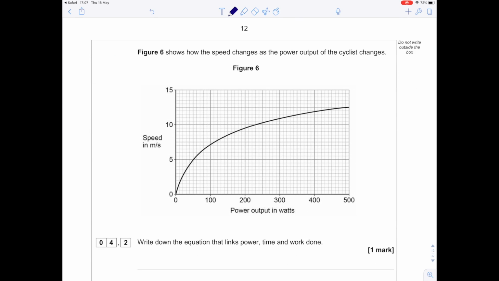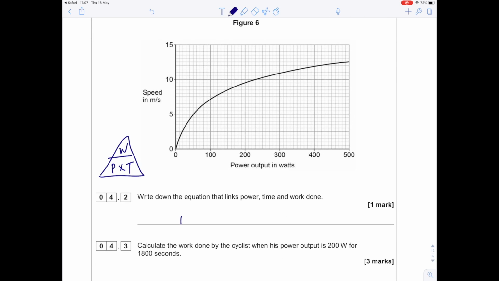Figure 6 shows how the speed changes as the power output of the cyclist changes. Write down the equation that links power, time and work done. So in this space here, I'm going to write this formula triangle. I've always used "we play tennis" to help me remember it. I know that's weird, but it works for me. So I can see therefore that power is work done divided by time.